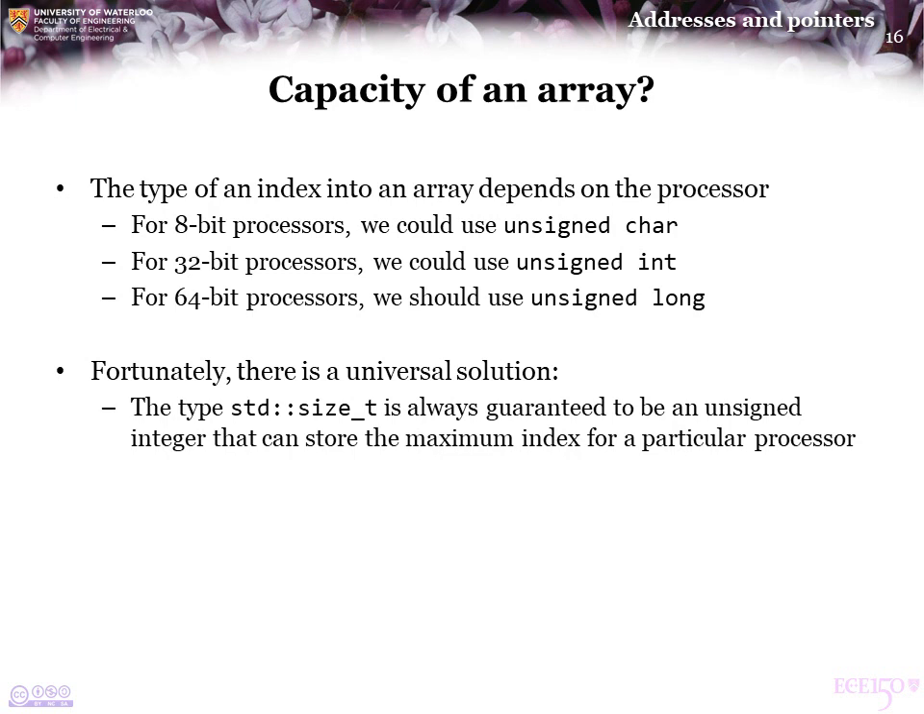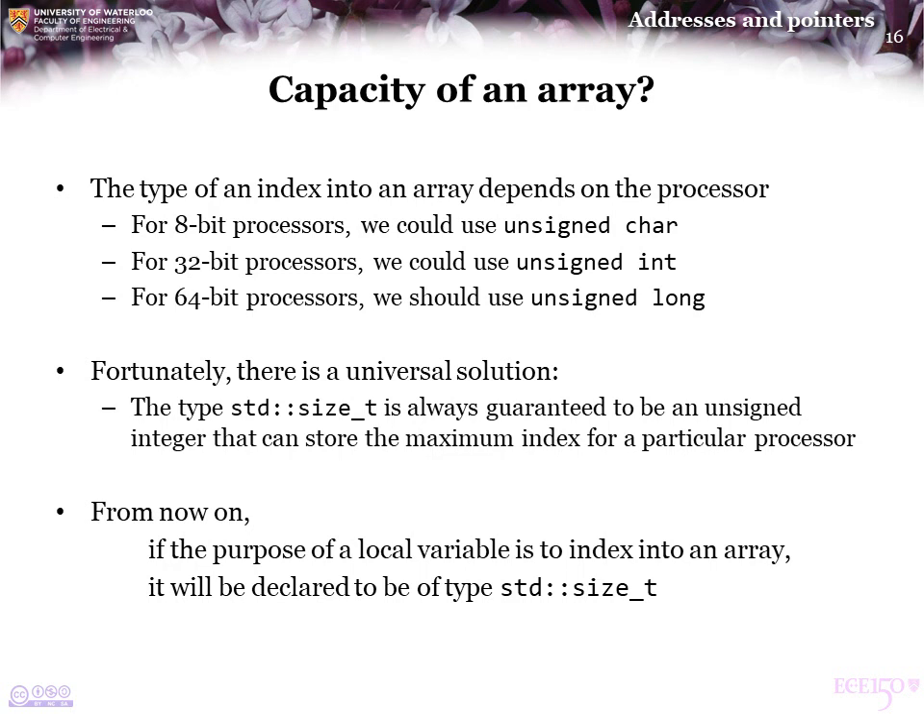The standard library has a type, std::size_t, that is always guaranteed to be an unsigned integer that can store the maximum index for a particular processor. So from now on in this course, if the purpose of a local variable is specifically to index into an array, it will be declared to be of type std::size_t. Now, the next few times that we use this, we'll reiterate this. However, over time, you should get used to having for loops where the looping variable, if it is indexing into an array, has the type std::size_t.